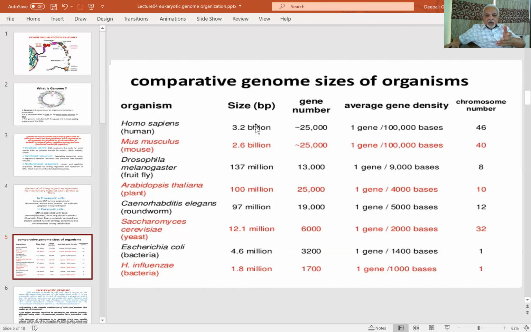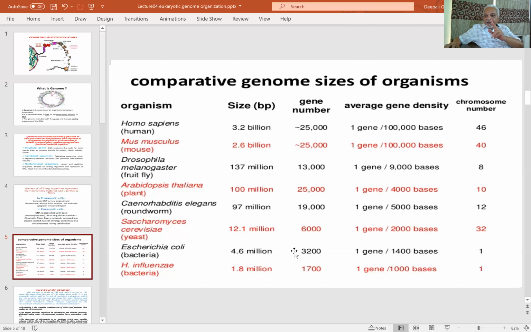So definitely it is not the DNA content which is responsible for the complexity seen in living forms. This point gets strengthened if you look at the chromosome numbers. Bacteria have a single chromosome, E. coli also a single chromosome. Yeast has 32, Arabidopsis 10, roundworm 12, Drosophila 8, mouse 40, and humans 46. Between mouse and humans there is a difference of only 6 chromosomes, but the complexity between mouse and human bodies is a lot more.